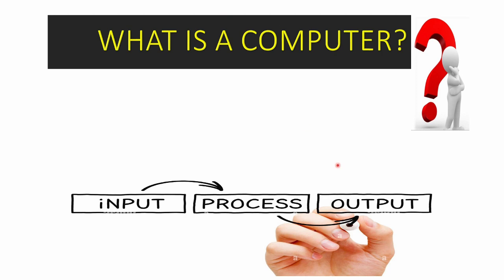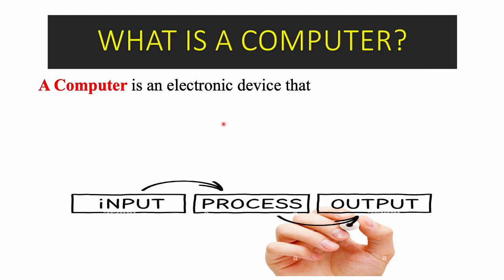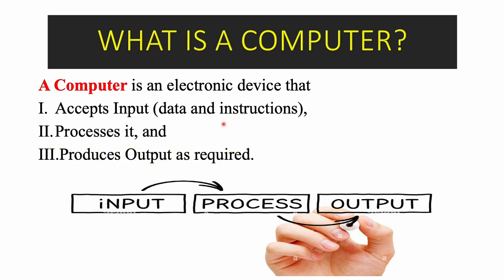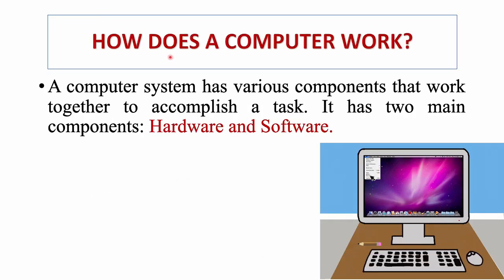Well, let us begin our lecture by asking this question: what is a computer? A computer is an electronic device that accepts input, processes it, and produces the desired output. These three steps, as we see here in the diagram, input, processing, and output, form the core functionality of every computer system. Another question: how does a computer work?